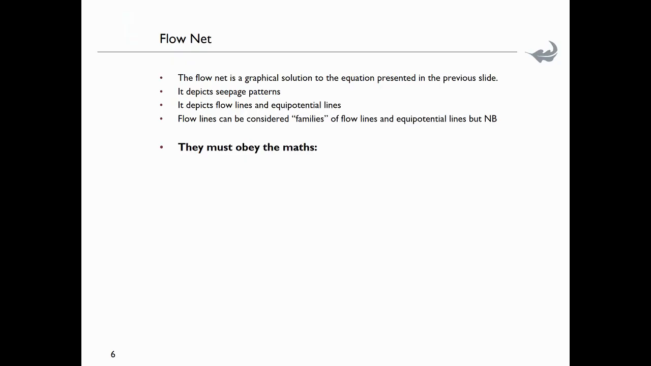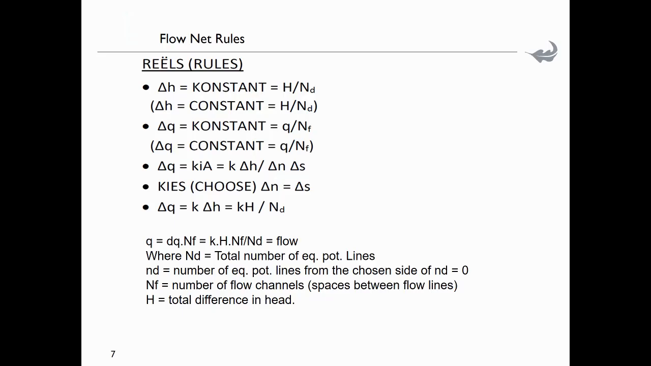The flow net itself is a graphical solution to the equation presented in the previous slide. So there's this long and difficult mathematical equation which we break down into a picture to make it easier to understand. It depicts the seepage patterns beneath the structure, and it shows flow lines and equipotential lines. Flow lines can be seen as families of flow lines and equipotential lines, but these families must obey the rules. What are the rules that we have?